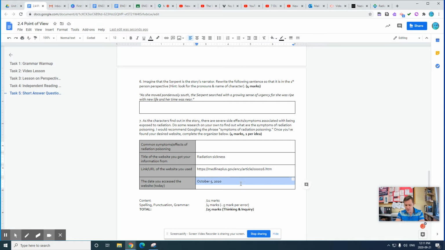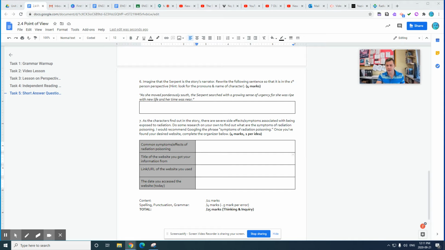So you're just doing a little bit of research to find out what's so harmful about radiation. Because that is very important to understanding today's story is, why is radiation so bad? Why are nuclear weapons so bad? Well, this story will teach you about that.